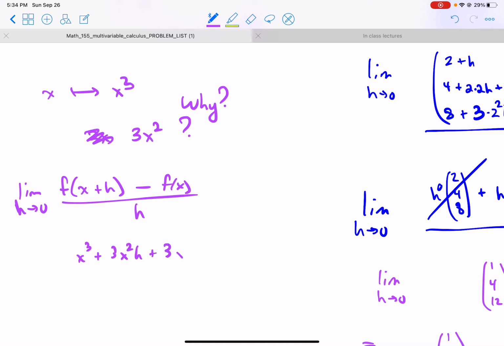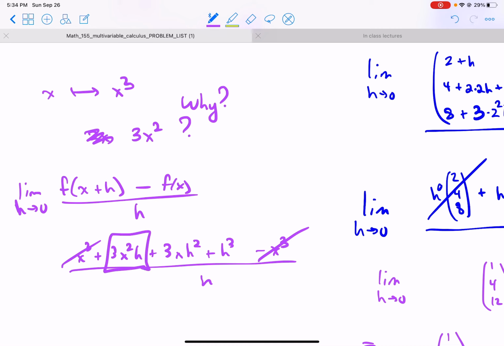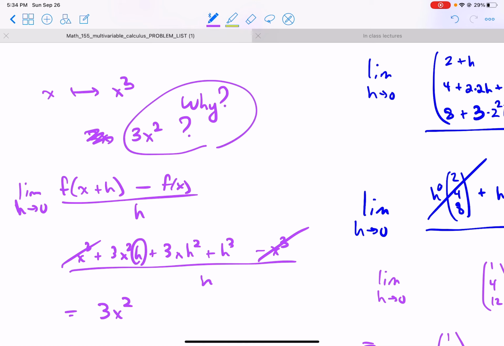And x plus h to the third is then going to be x to the third plus 3x squared h plus 3x h squared plus h to the third minus f of x is just minus x to the third divide by h, and you see that the constant terms cancel. This h becomes a 1, and these h's will stick around, so finally in the limit, only this piece will remain, but the h has become a 1, and so then we get 3x squared. And so you see sort of, this is why.